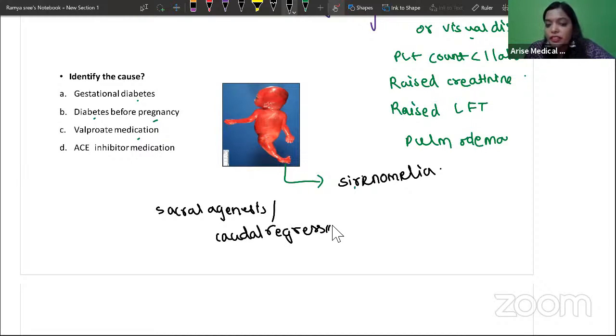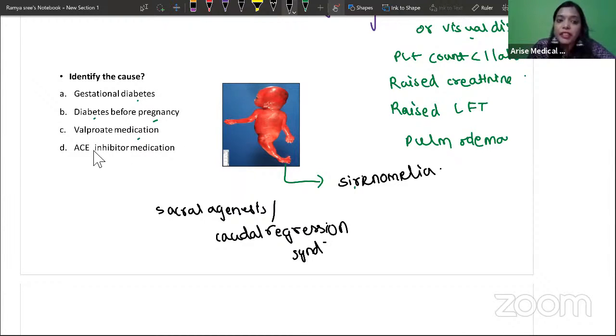Mermaid, both legs fused together to make it as one. It looks like a mermaid, no? So that's sacral agenesis or caudal regression syndrome. Can you tell me now, where do we see this caudal regression syndrome or sacral agenesis? Is it GDM, or diabetes before pregnancy, or valproate medication, or ACE inhibitor medication?